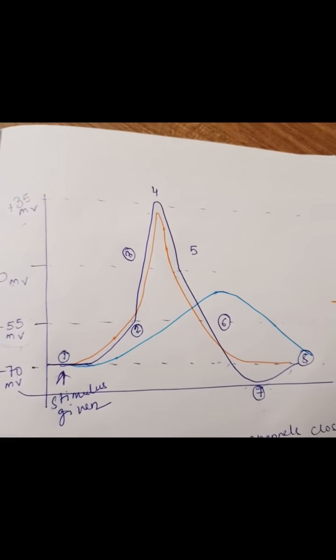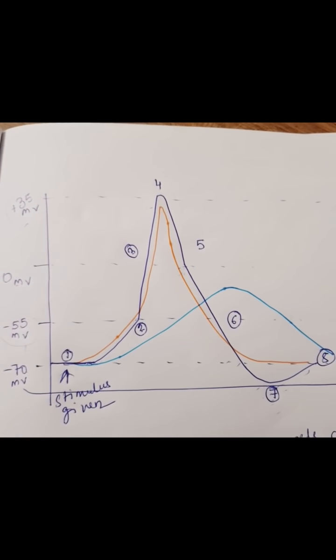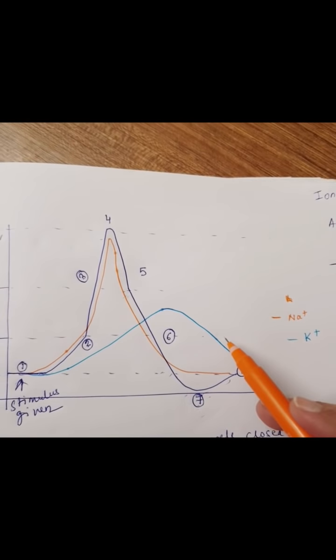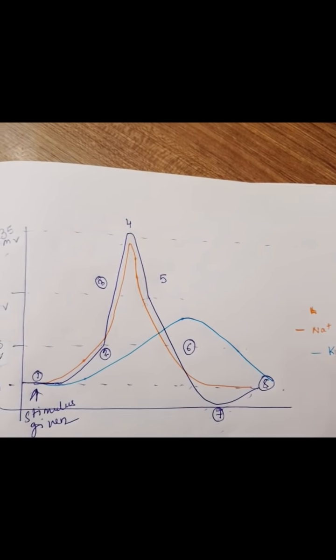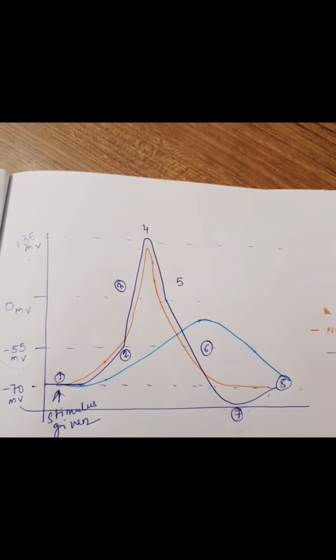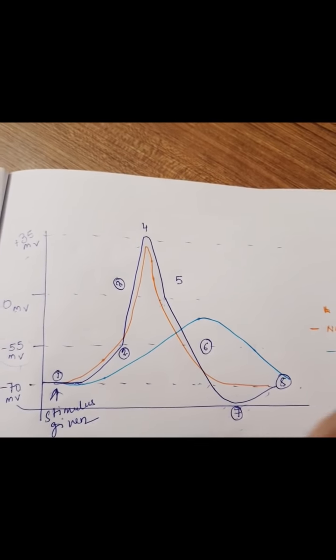Let's look at the ions. This orange mark is the sodium ion, and this blue mark is the potassium ion. So this shows the permeability change of the sodium and potassium ions in different phases.